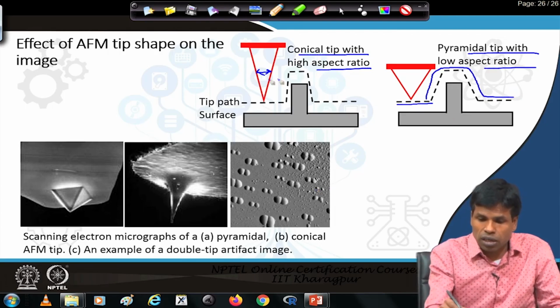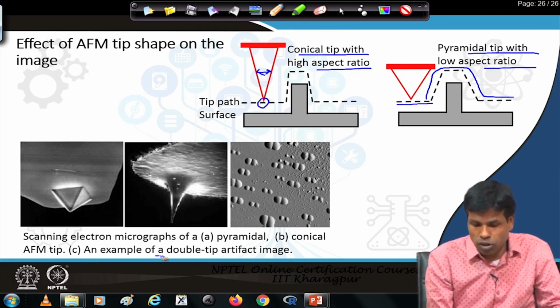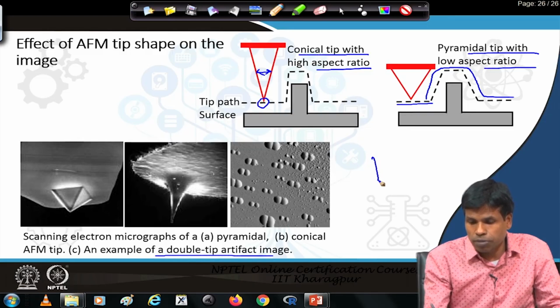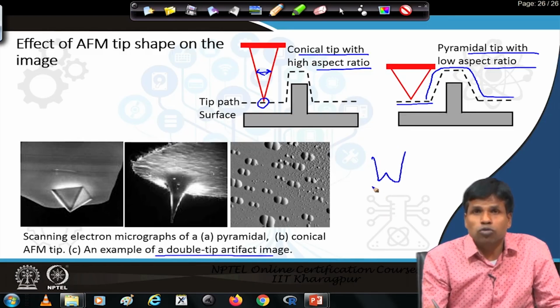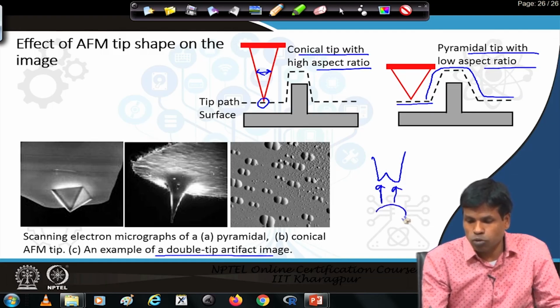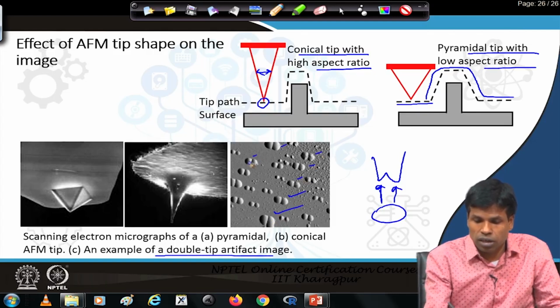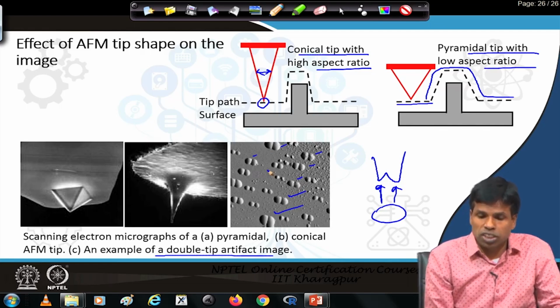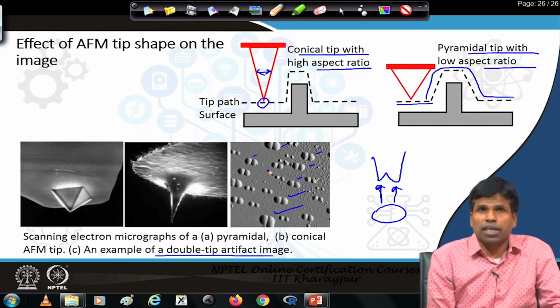Similarly, if the tip shape is a double tip, then it will always be measuring two forces at the same place. Even if the object is one, because of two tips we will measure two forces, and therefore you see single features looking like double features. This is due to artifacts. This we have discussed a little bit while discussing the scanning tunneling microscope.